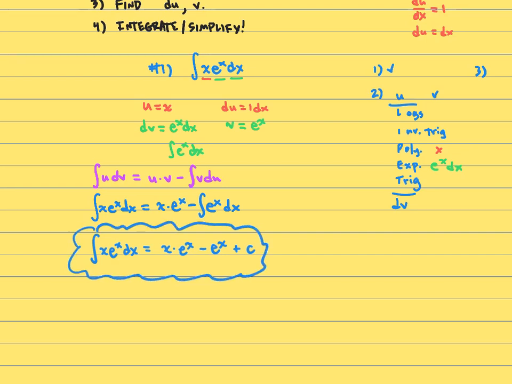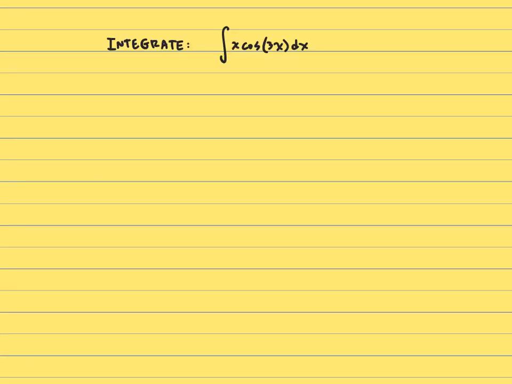All right, let's do another example. Okay, let's attempt this question here. We're going to integrate the following. Traditional methods and u-sub are no good on this, so we're going to attempt integration by parts. So I've identified that I need integration by parts. Now I've got to identify u and dv.